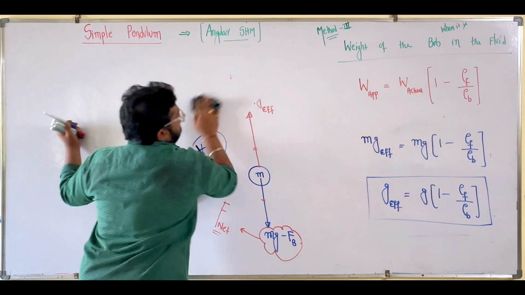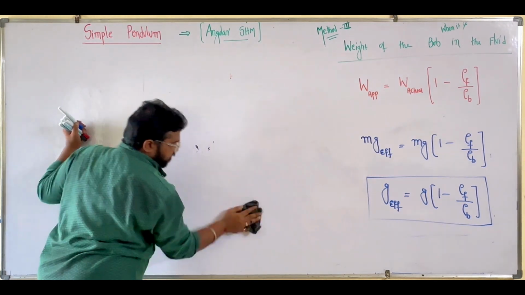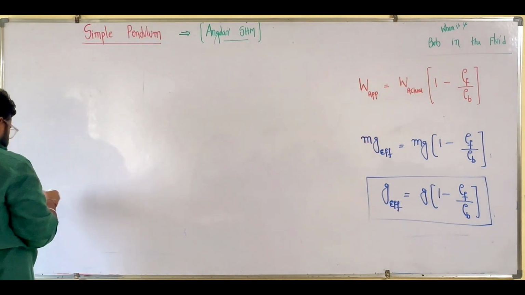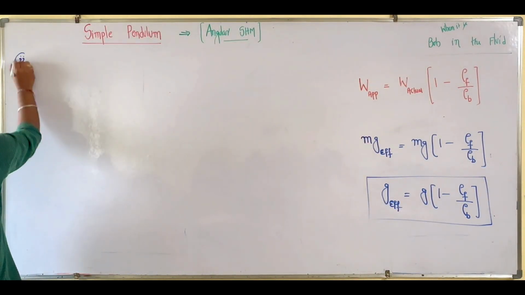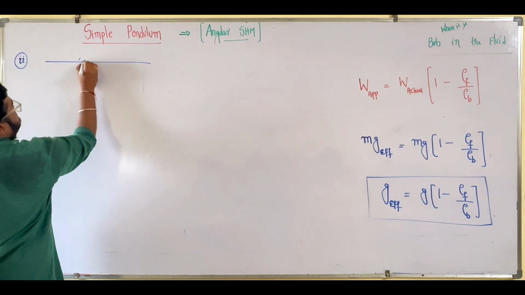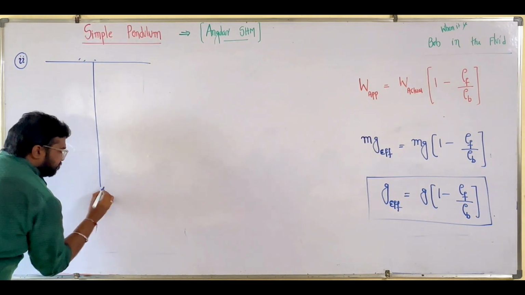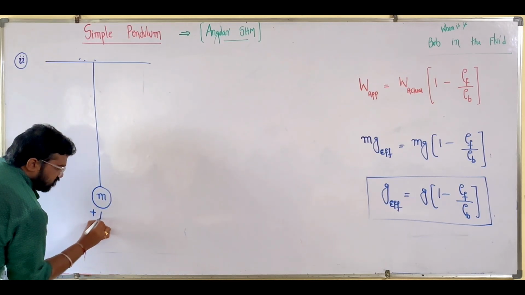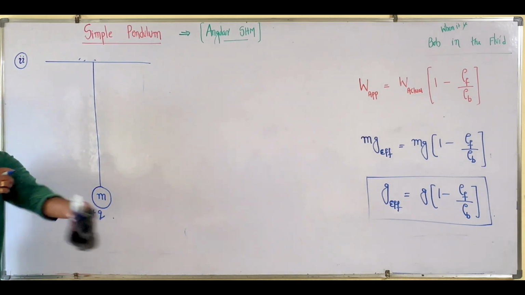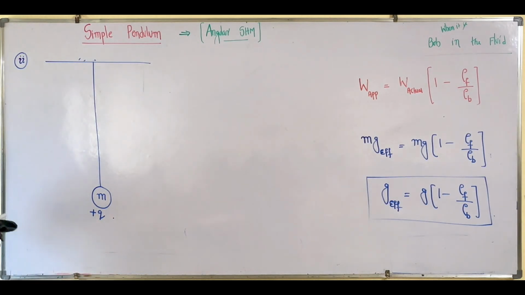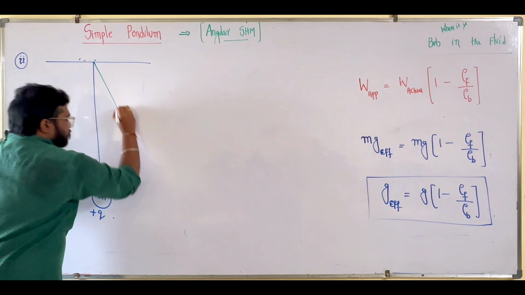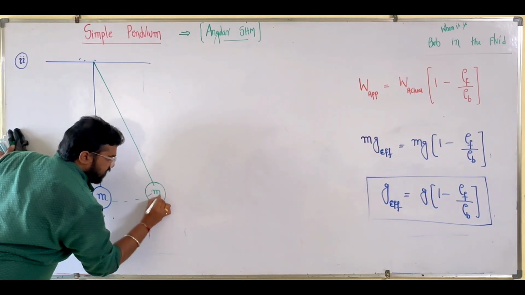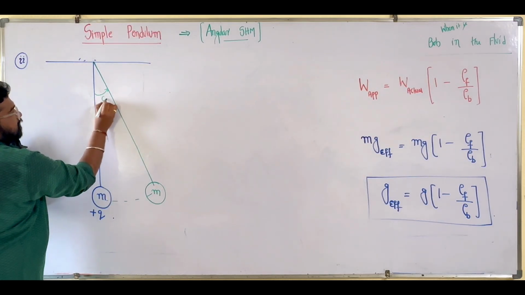G effective calculations. Case 2. Now we can place this simple pendulum oscillating in the electric field. Mass of the ball M, charge on the ball plus Q. Here it is how much? We need to disturb the system. Here to here, angular disturbance.